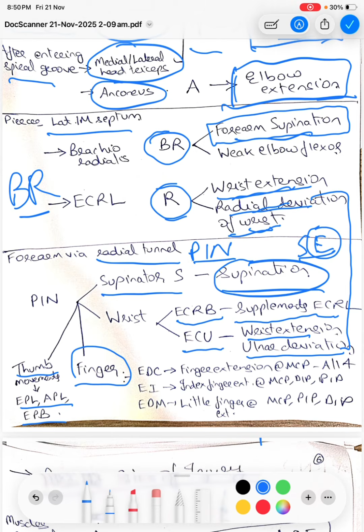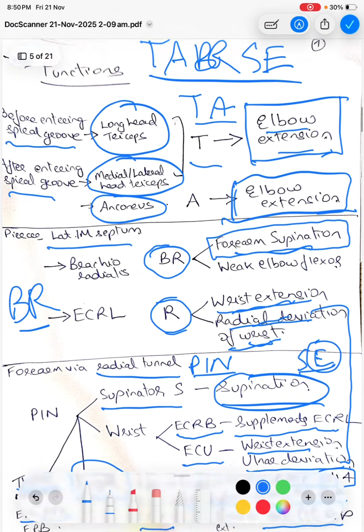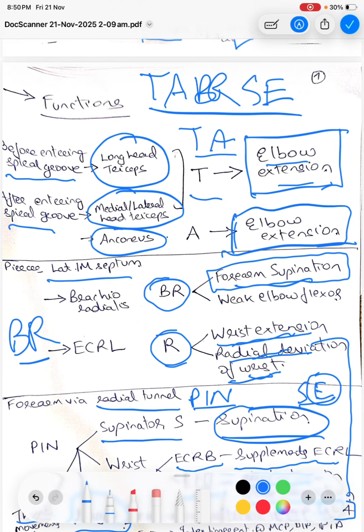Extensor digitorum communis causes finger extension at MCP in all four fingers. Extensor indicis causes finger extension at MCP, DIP and PIP joints of the index finger. And extensor digiti minimi causes little finger extension at MCP, PIP and DIP. Am I making sense? So this is the function you need to understand. I am repeating again and again because this is the part that needs to be well fixed in your mind.